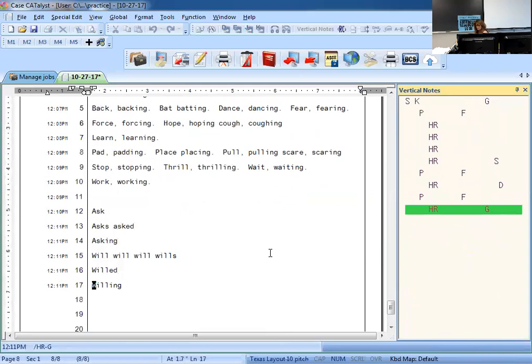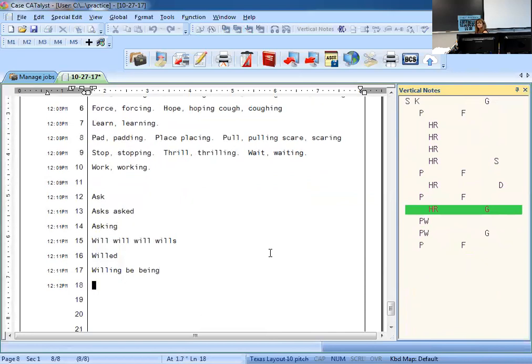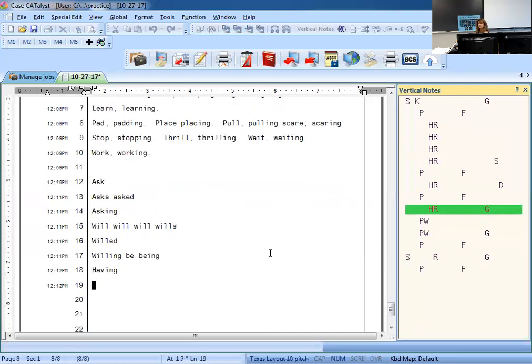Be by itself is just PW. Being, he was being mean, BG, you all. You can add that ending. Have is SR. Can I have having in a stroke? Yes. Usually because there's no vowel, I can add the ending over here.